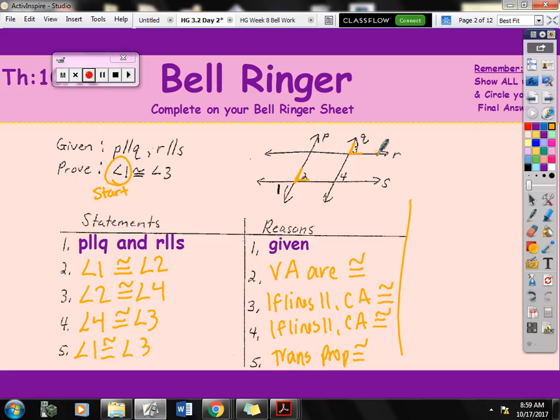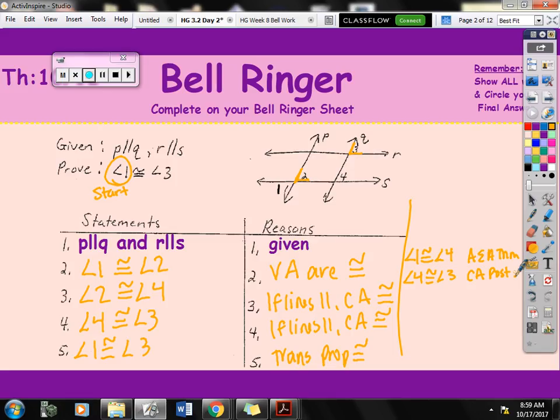Did anyone go from 1 directly to 4? Yeah. Is that what you did? What type of angles were 1 and 4? Good. So you could have said that angle 1 was congruent to angle 4, and that's your alternate exterior angles theorem. And then you can go from 4 to 3, which would be your corresponding angles postulate. And then you could go directly from 1 to 3 using transitive. So there's 2 routes you could take.